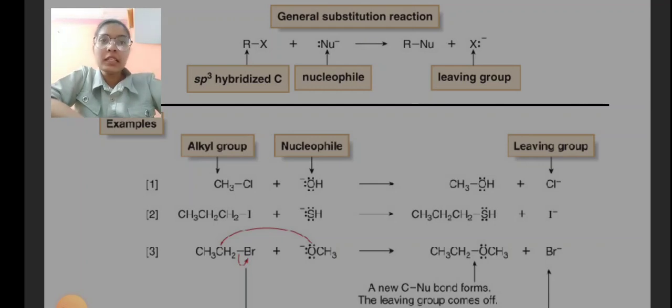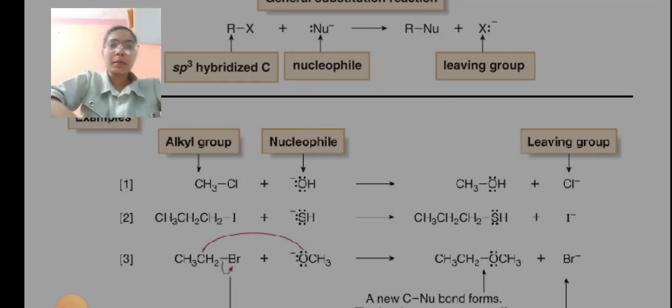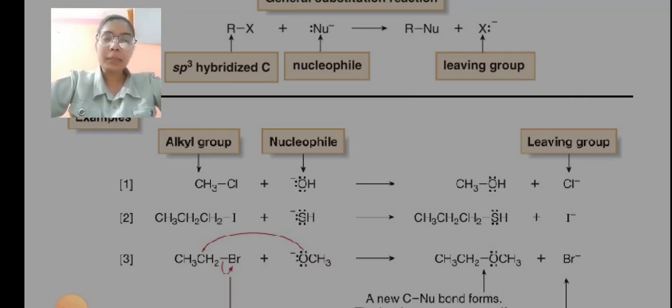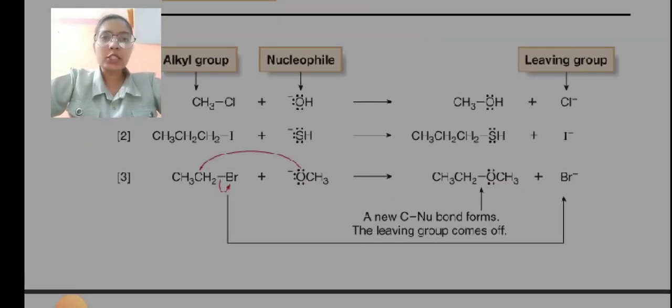For example, chloromethane plus hydroxide ion gives methanol plus the leaving group, chloride. Second, CH3CH2CH2I plus SH negative, which is the thiol group, gives CH3CH2CH2SH plus the leaving group, iodide ion. Third example is CH3CH2Br reacted with OCH3 negative. Here we find CH3CH2OCH3, which is an ether, plus Br negative ion left.